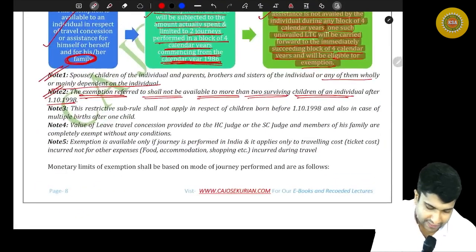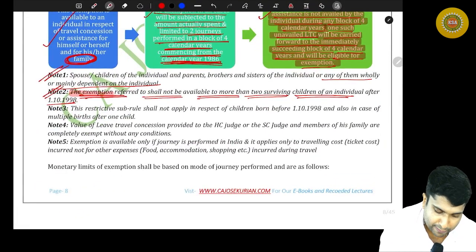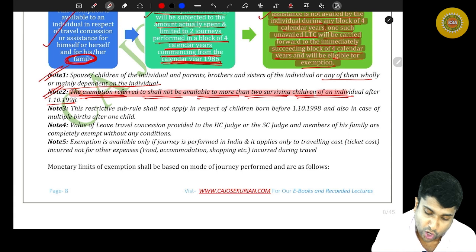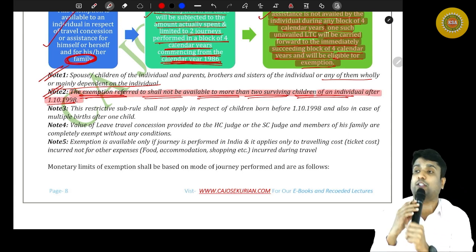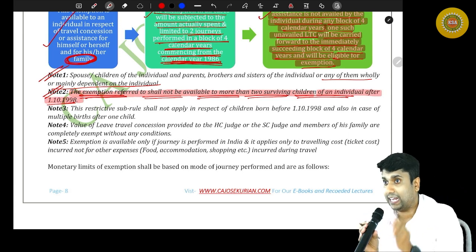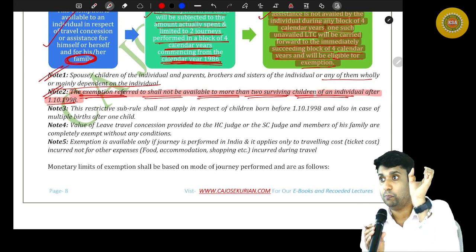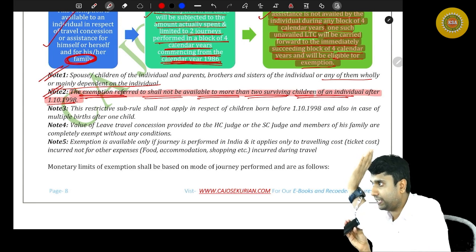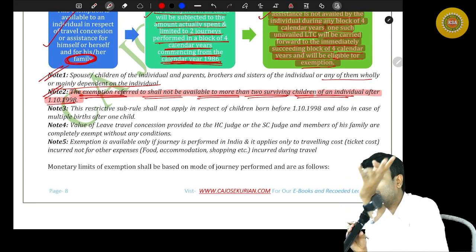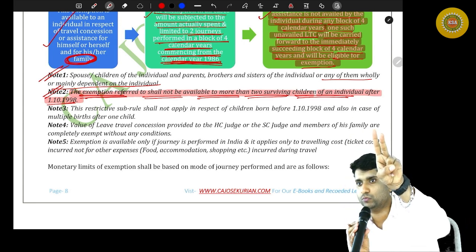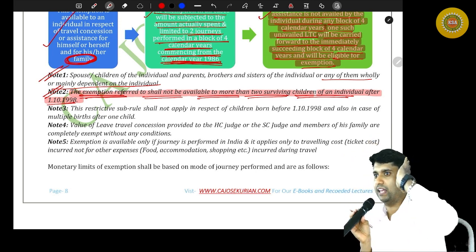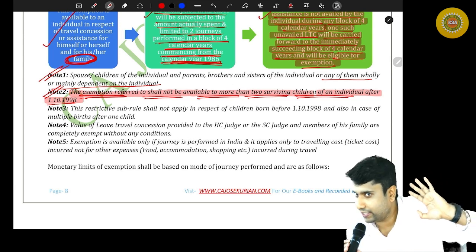So what the department says here, read this along with me: the exemption referred to shall not be available to more than 2 surviving children of the individual after 1st October 1998. That means if you have many children born after 1st October 1998, out of those, you can take exemption only for 2. Any 2 at your choice. Are you all with me?